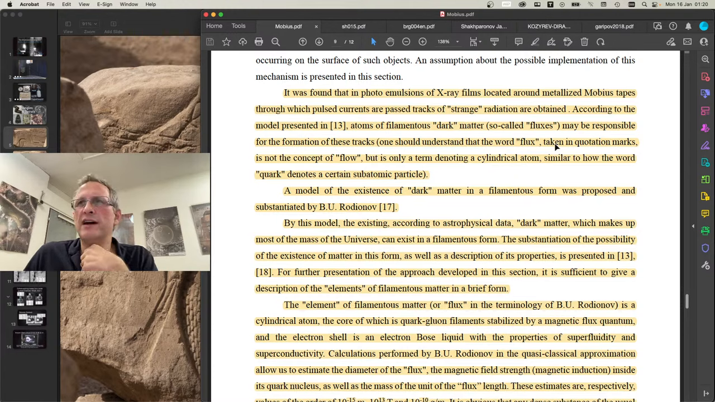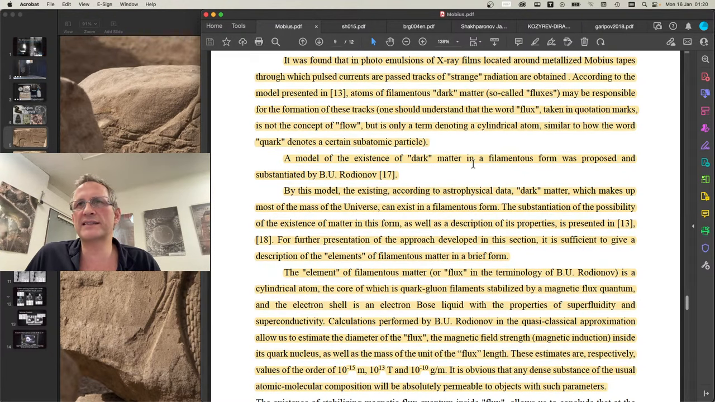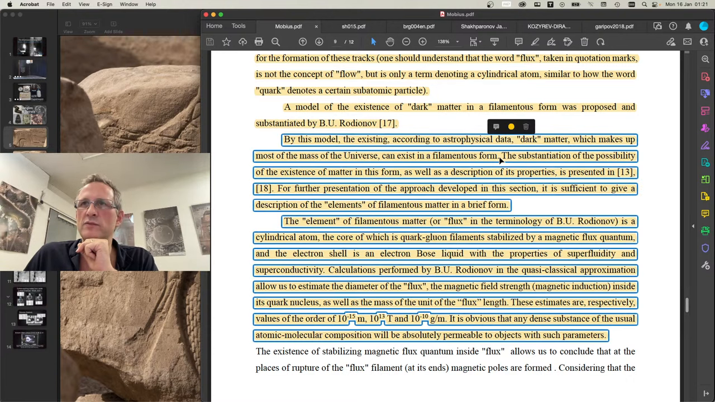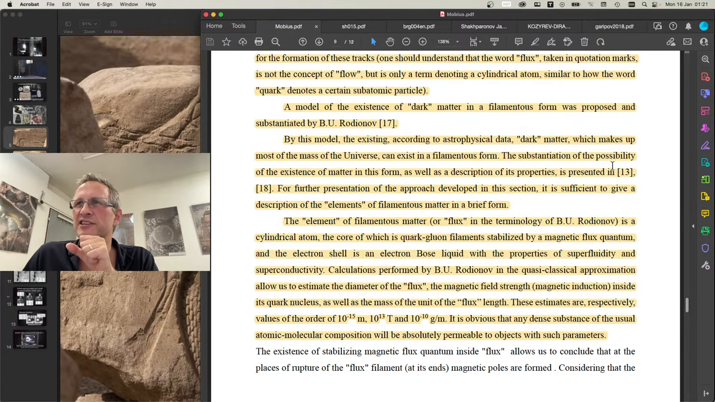One should understand that the word flux, taken in quotation marks, is not a concept of flow, but is only a term denoting a cylindrical atom, similar to how the word quark denotes a certain subatomic particle. A model of the existence of dark matter in the filamentous form was proposed and substantiated by Rodionov. Sadly, he's died. By this model, the existing, according to astrophysical dark matter, which makes up most of the mass of the universe, can exist in a filamentous form. This substantiation of the possibility of the existence of matter in this form, as well as the description of its properties, is presented in reference 13 and 18.